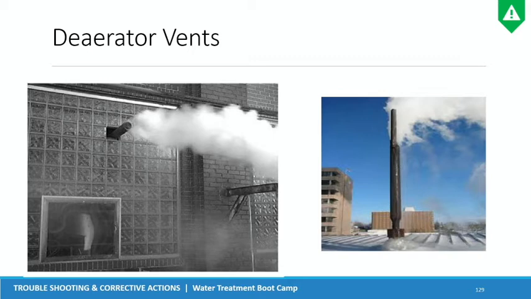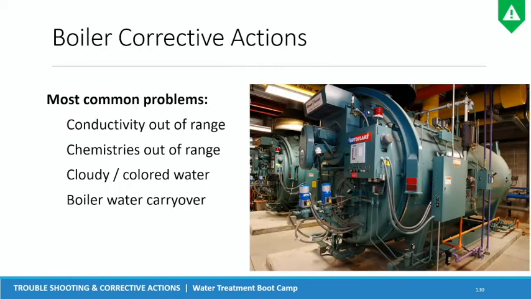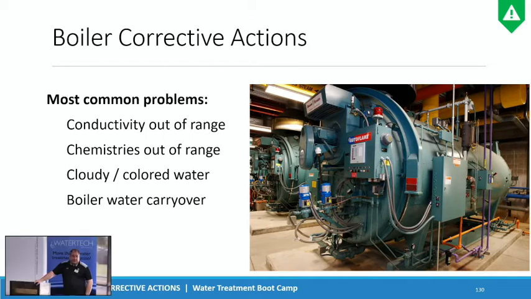Boiler corrective actions. The most common problem you'll see is a boiler that's out of range. And we could probably make 10 pages of reasons conductivity is out of range, but there are so many reasons that it is. And it can be, which then can cause the chemistry to be out of range. Other problems that people might see is cloudy colored water. It's just discolored for some reason.